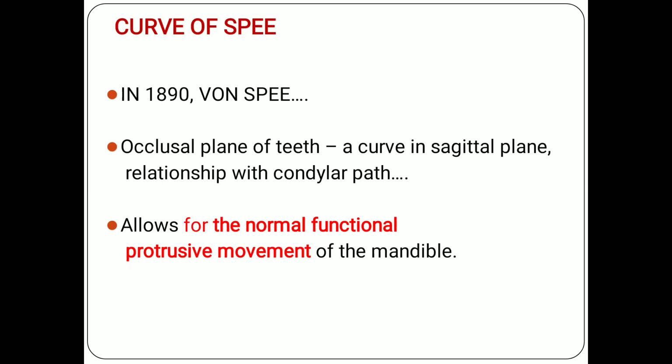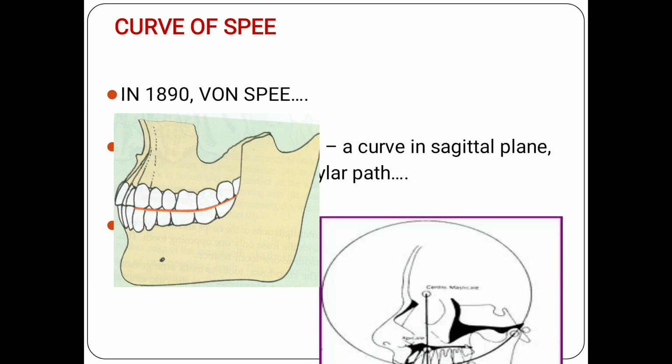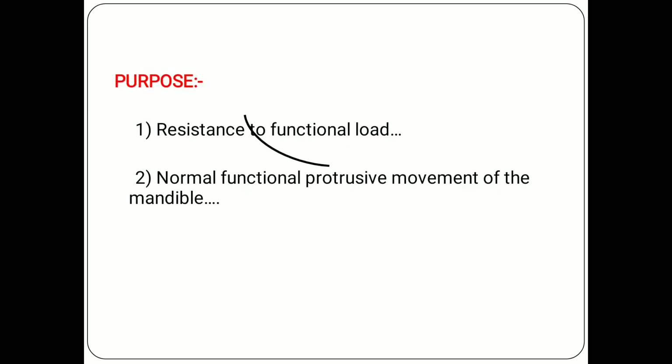The curve of Spee was given by Von Spee in 1890. It allows for the normal function and protrusive movement of the mandible. You can see in the picture how it touches the canine tip, then the buccal cusp tips of the premolars and molars, and goes to the anterior-most portion of the condyle. This is the curve made as an anterior-posterior curve of all the occlusal surfaces.